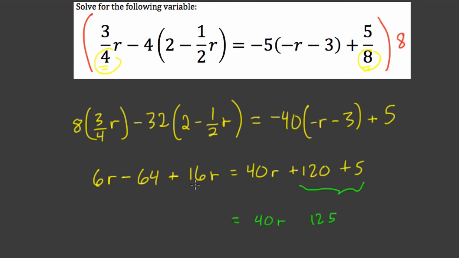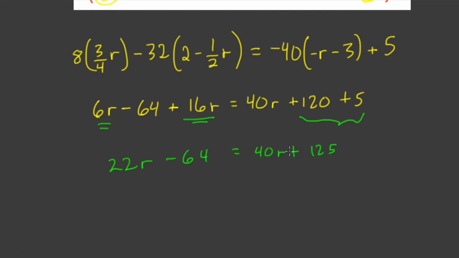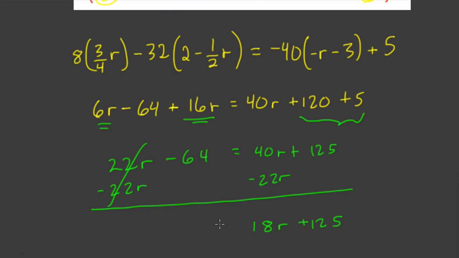Then we combine our r terms on this side. 6r plus 16r is 22r minus 64, right? Okay. So now we just want to get our variables on one side. I'll subtract 22r from both sides. And what do we get? Well, these cancel out. 40 minus 22 is going to be what? Well, it's 18r. And then we have plus 125 equals negative 64.